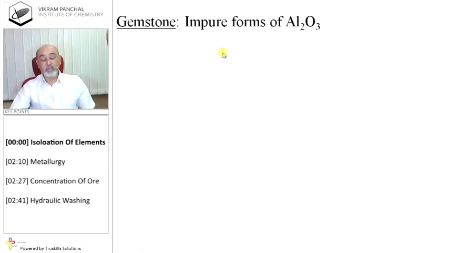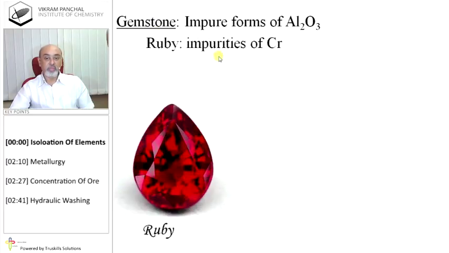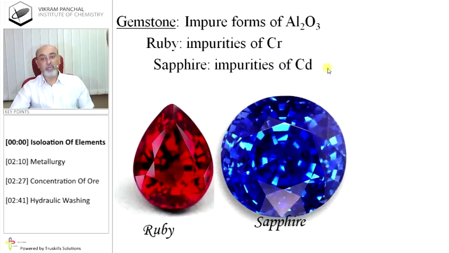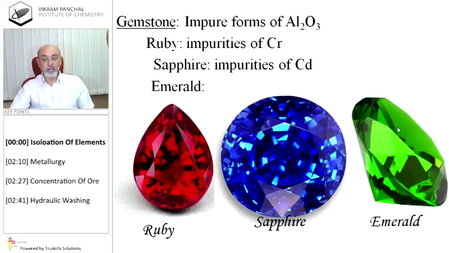Gemstone. In some cases, impurity produces different colors, and these kinds of stones are called gemstones. For example, ruby, which has impurity of chromium. Sapphire, which has impurity of cadmium. Emerald, it also has impurity of chromium. So these are excellent stones available, and they are very precious stones. And these stones have different colors because of impurities of these elements.